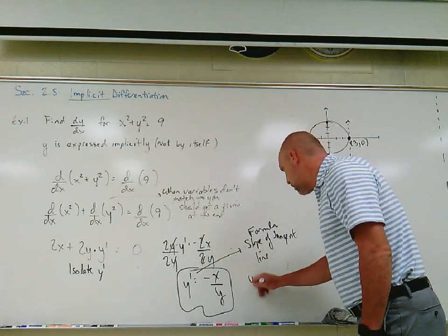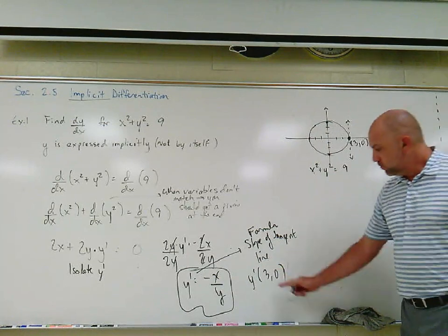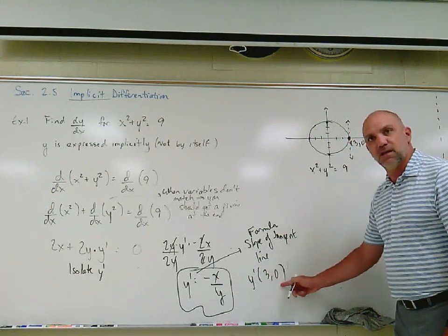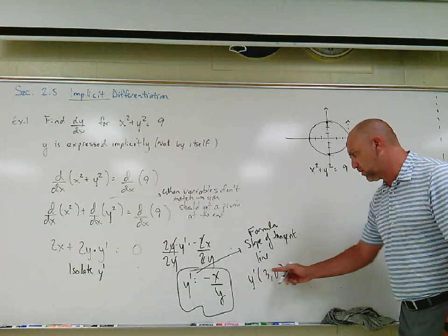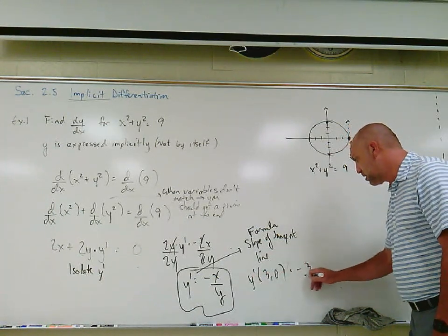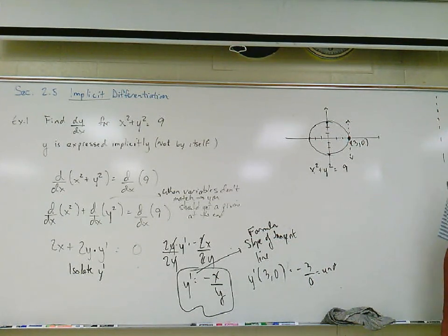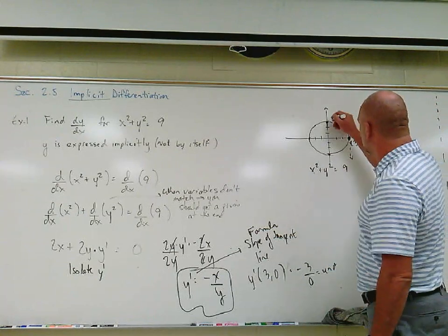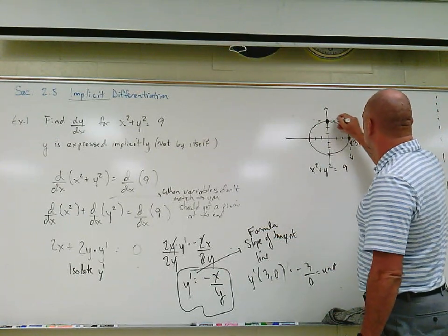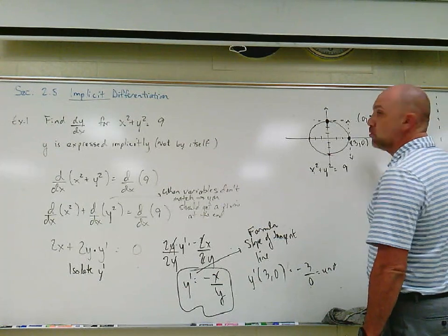So if I do y prime of 3 comma 0, when you have more than one variable, you put a parenthesis in there like this. So this means that y prime is in terms of x and y. So it would be negative 3 over 0, which is undefined. Correct. That makes sense. Okay, let's see, if I go over here, 0, 3, what's the slope there? At 0, 3.